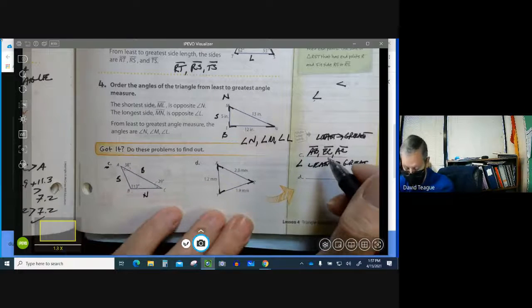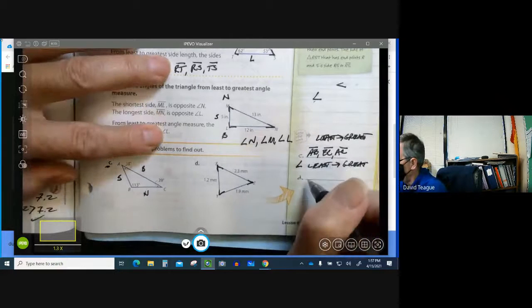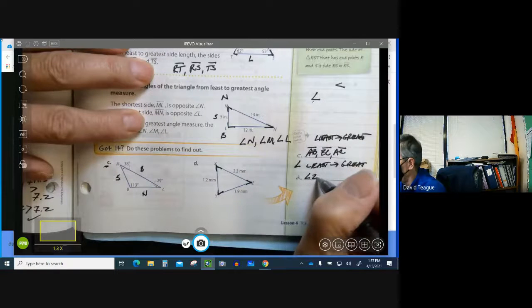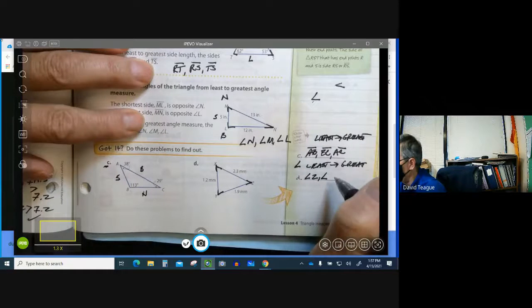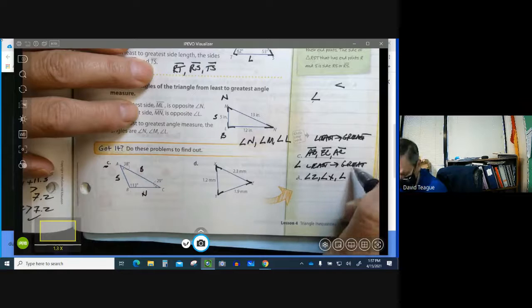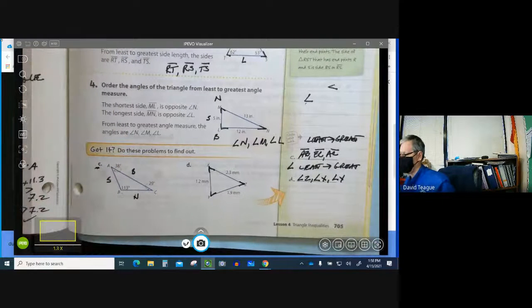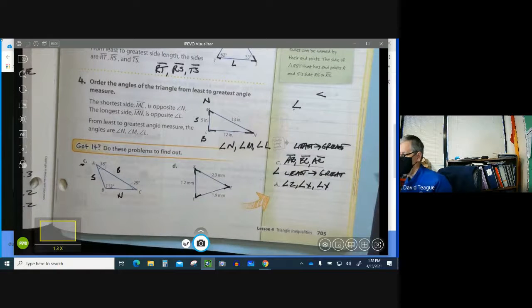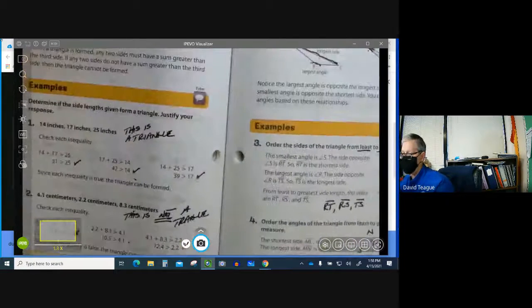So now if we put them in order from least to greatest, angle Z is the smallest. Then angle X is the next biggest angle. And angle Y is our largest angle. Okay? So that's just with scaling triangles. Okay? Okay. So now I'm going to do the quiz.